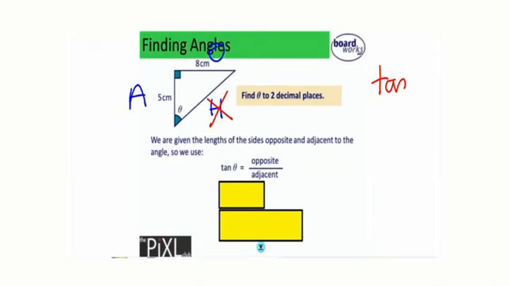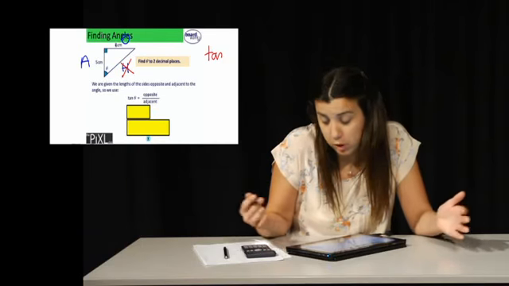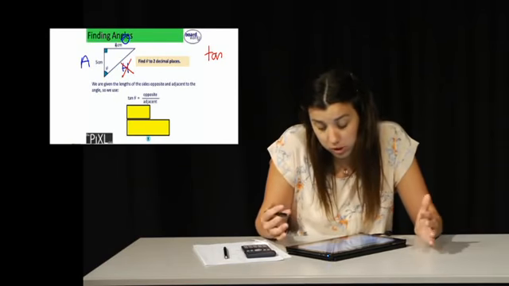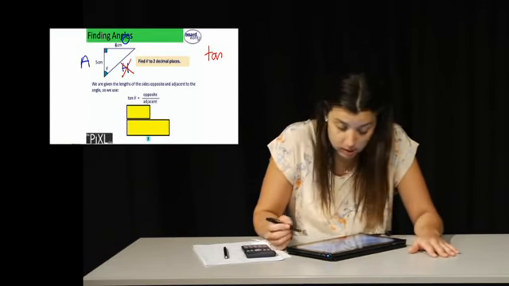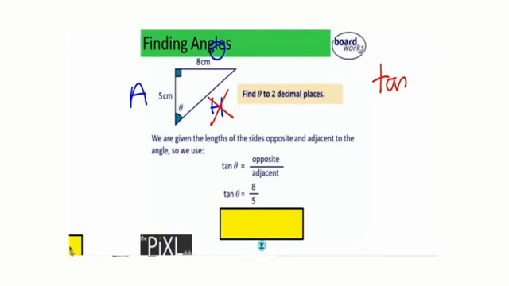So if I pull back this, it will have some explanations. It says here, we are given lengths of the sides opposite and adjacent. We've identified those, 5 and 8. So we're going to use tan. So tan x or tan theta equals the opposite divided by the adjacent. Let's substitute in our values for that. We know that the opposite is 8, it says here. We know adjacent is 5.